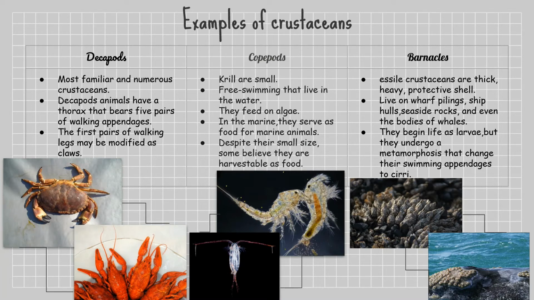Next, barnacles. Barnacles are a sessile crustacean type. They have a thick, heavy, and protective shell. They usually live on wharf pilings, ship hulls, seaside rocks, and even the body of whales. They begin life as larvae, but they undergo a metamorphosis that changes their swimming appendages to sailing.